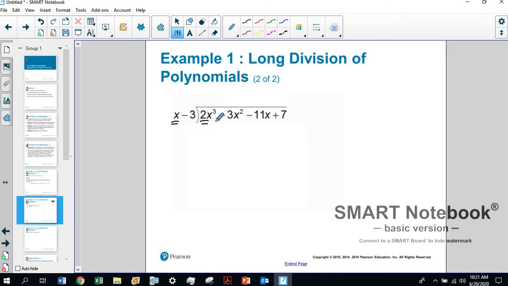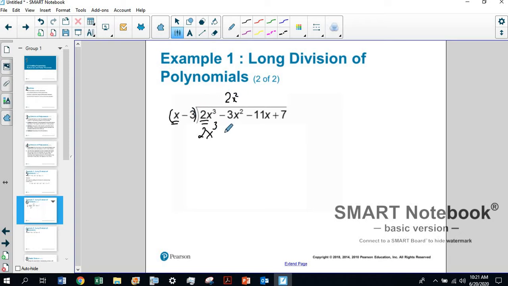And you say, what do I need to multiply x by to get 2x cubed? Or another way to say that would be, if you were dividing x into 2x cubed, what would you have left? All right, so obviously we'd have a 2, and then we'd need an x squared, right? x squared times x is x cubed, 2 times 1 is 2. And so if you took 2x squared and multiplied it by x, you get 2x cubed. Okay? But this is not just an x, this is an x minus 3, and so you've got to multiply the whole group by 2x squared, distribute.